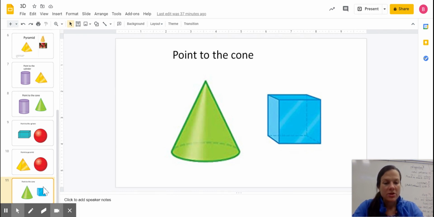Good job, boys and girls. So we've learned about our 2D shapes and today you learned about your 3D shapes. In your activity, you're going to be able to sort which shapes are 3D and which shapes are 2D.